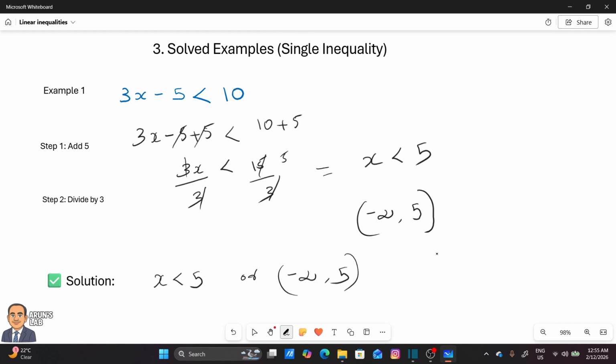On a number line, this is 0, this is 5, and this is minus infinity and plus infinity. So x lies between 5 and going backward, minus 1, minus 2, down to minus infinity. All the values in this range. This is how we solve a linear inequality.